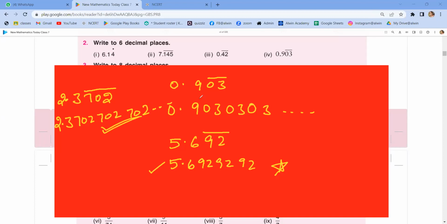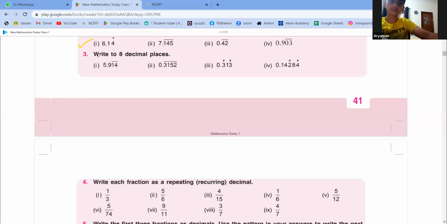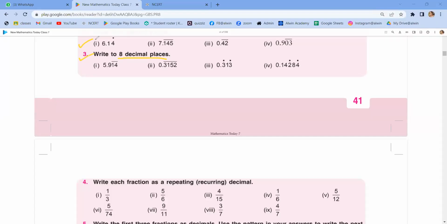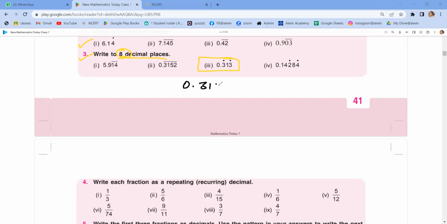Very good. Very good. Clear or not, everyone? Good. Complete this question number 2 also. Jaldi se. Question number 3, it's the same as question number 2. It's just that we need to write 8 decimal places. So we are only discussing this third part. Rest you people can do as your homework. Okay. So this question is 0.313 and there are 2 dots over these 2 threes. That means from 3 to 3, the set is repeating. This is the meaning of these 2 dots. So that is 0.313, 313, 313.